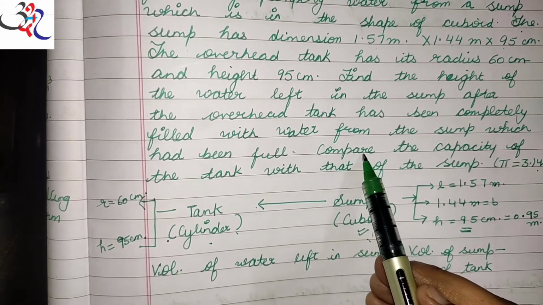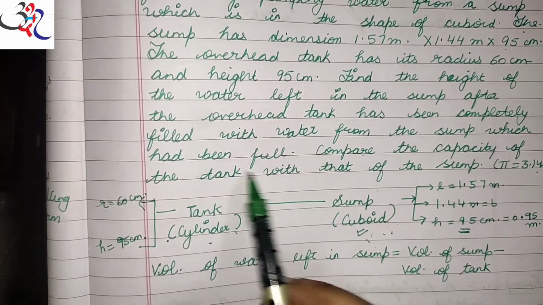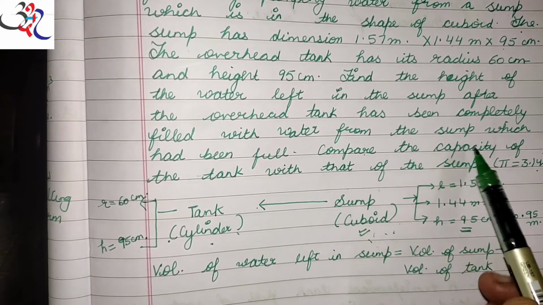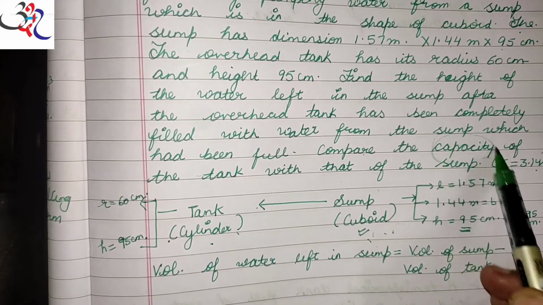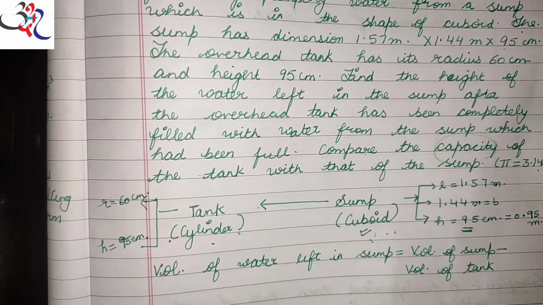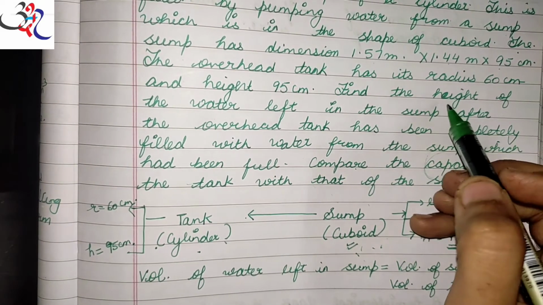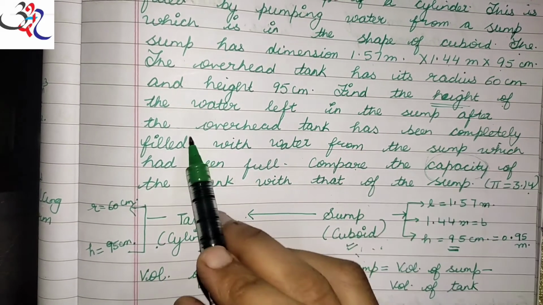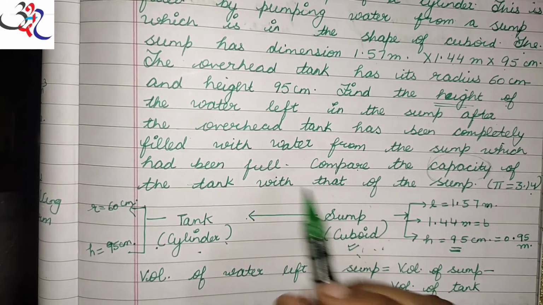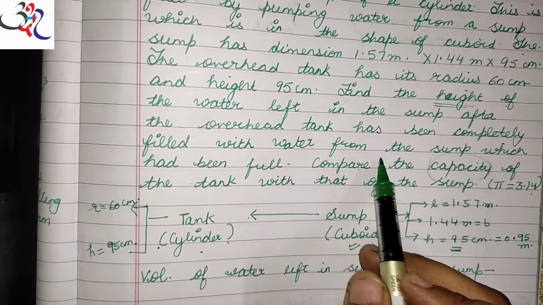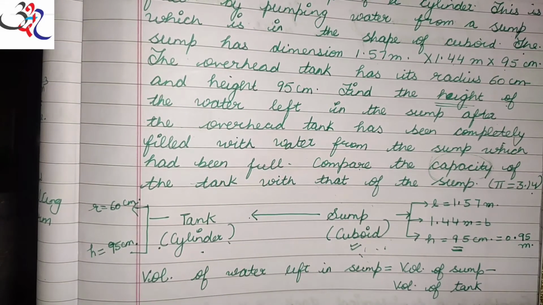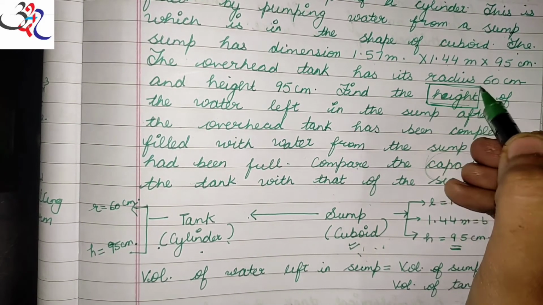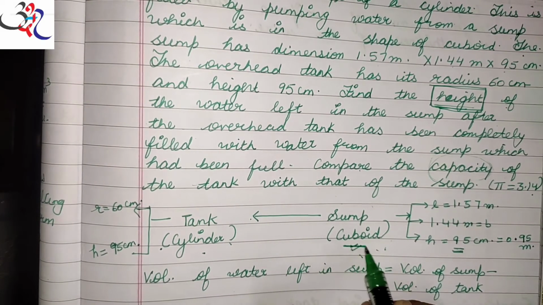Next, what do we have to find out? Compare the capacity of the tank with that of the sump. So we have to compare both of their capacities. Capacity means volume. We have to compare the volume also. So we have to find out the height of the water left in the sump after the overhead tank has been completely filled with the water from the sump which had been full. Right, so we have to find the height of the water left in this shape.